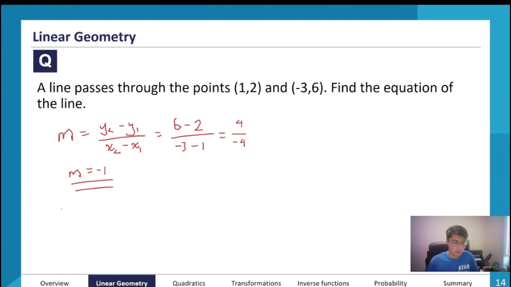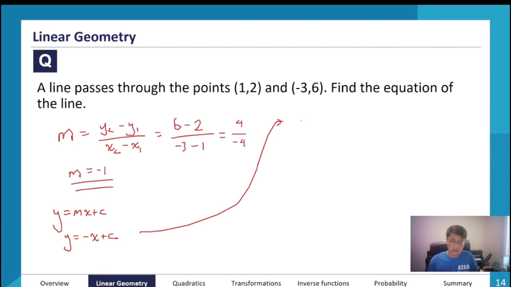Now, we know that the formula of the line is y equals mx plus c. So now that we know the m value, we can substitute that in. So we get y equals negative x plus c. All right, so we'll move on to the right side here. The only thing left to do is to find the c value, and then we'll have the equation of the line.